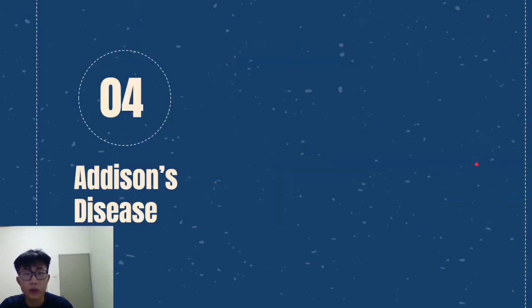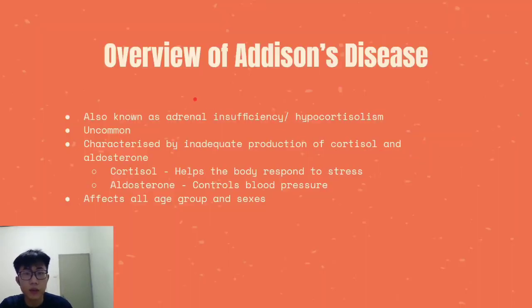So now we'll continue on Addison's disease. So what is Addison's disease? Addison's disease is also known as adrenal insufficiency or hypocortisolism.